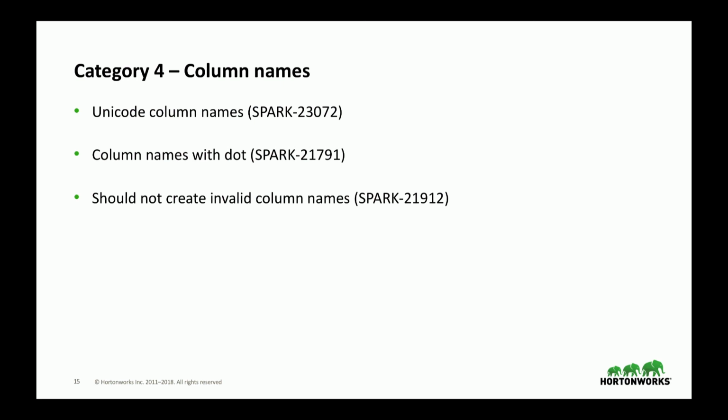And also, for invalid column names, there are still invalid column names. Previously Spark raised a runtime exception when writing the data file, but now it detects this kind of invalid column name at the analysis stage. So it raises an analysis exception before executing the Spark job.